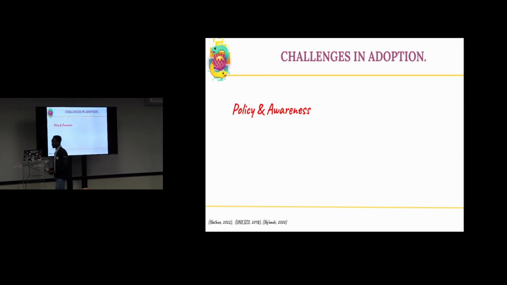So that is the reason why they are not adopting them: because of policy and because they are not aware about it. With that, we can start with things like teacher training programs. We should try to train and support teachers within the initiatives that we conduct.